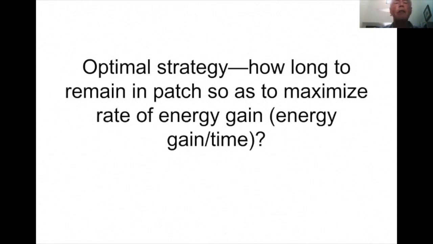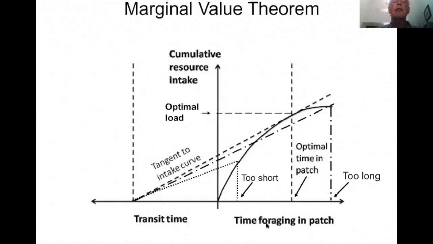So the optimal strategy, how long to remain in the patch so as to maximize the rate of energy gain, is the question here. Here's a figure that shows this. This actually came off of Wikipedia, I think. You can go and read about these things if you want to learn a little bit more about them. But keep in mind that in this graph, we have two dimensions: the y-axis dimension, which is the energy gain, and the x-axis dimension, which is the time it takes to gain that energy. So the question is, should you stop here and go somewhere else? Or should you stop here? Or here?